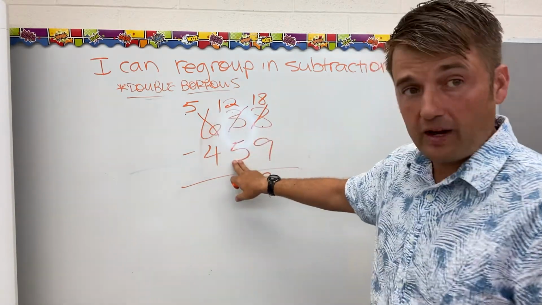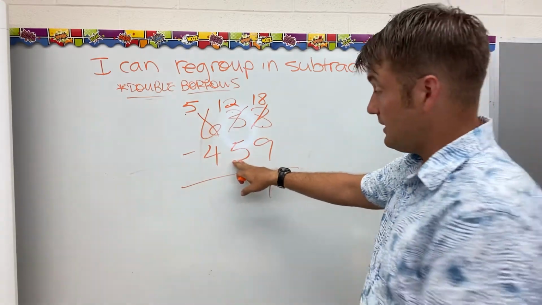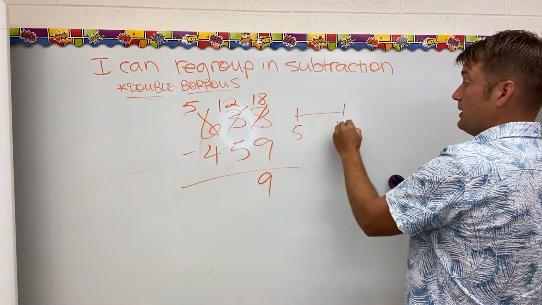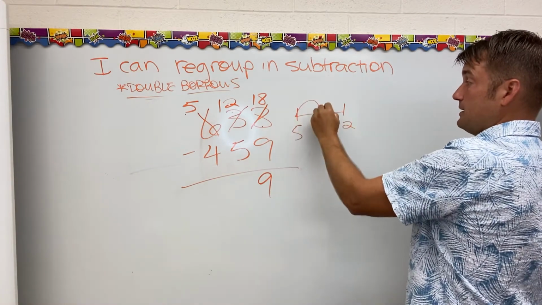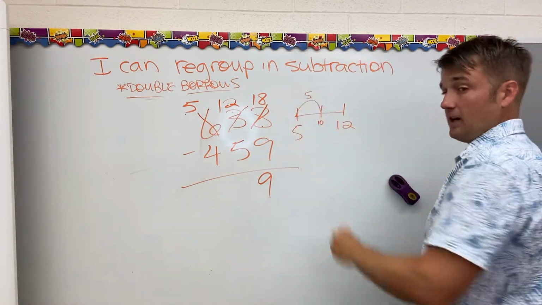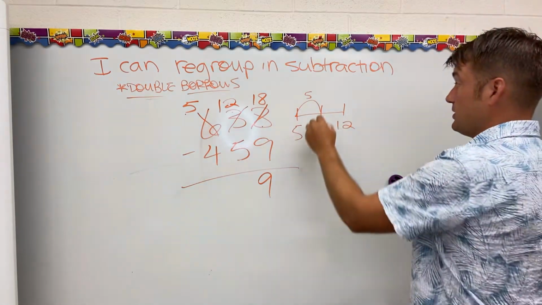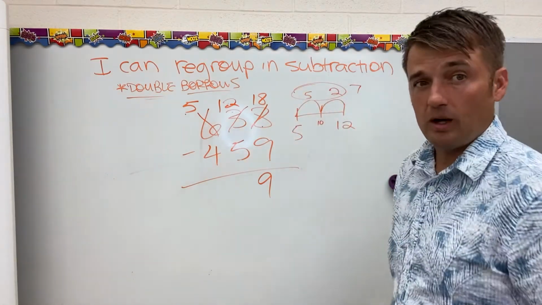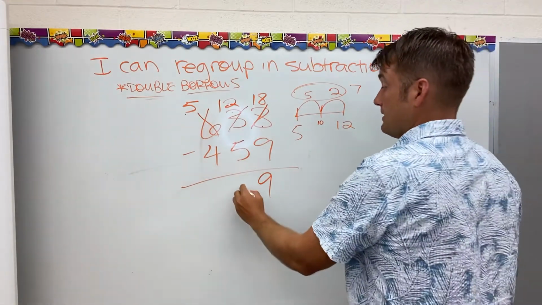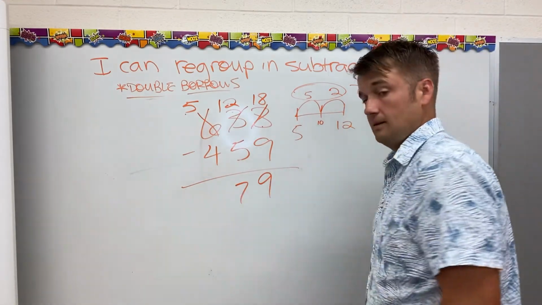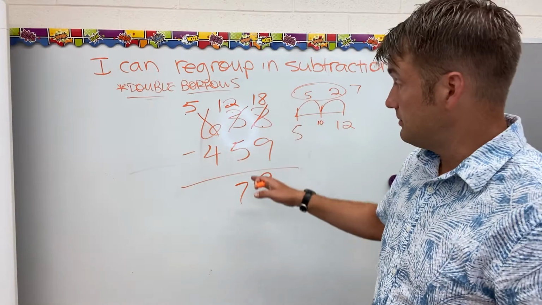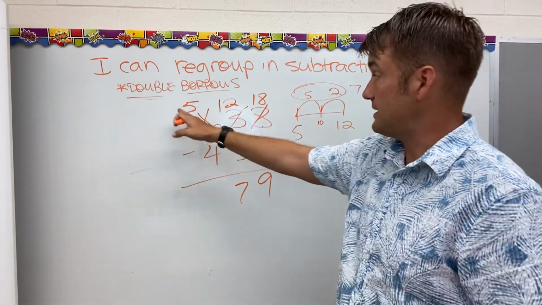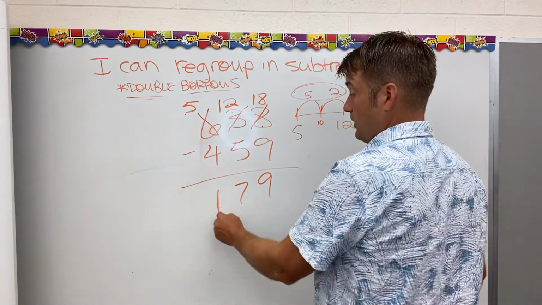12 minus 5. Okay, so I'm thinking 5 to 12. I'm gonna jump to 10. That jump was 5. And then I'm gonna jump from 10 to 12, that's 2. That was 7. 12 minus 5 is 7. That was my double borrow. 3 to 2, 2 to 12. And then 5 minus 4 is 1.